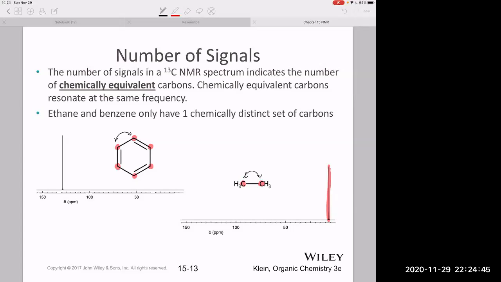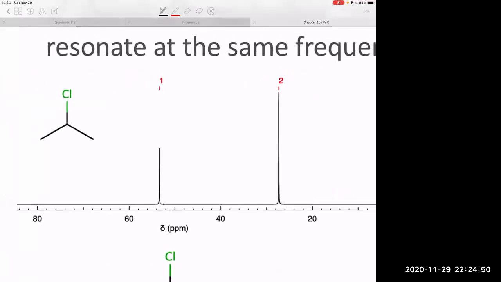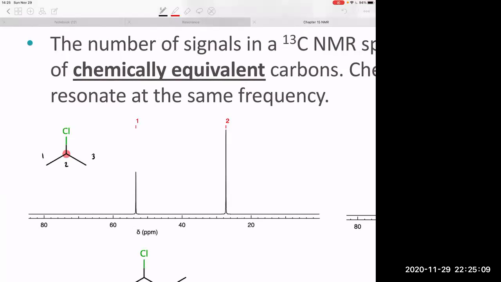So you only expect one NMR signal. So let's look at a few other ones. Let's just take this step by step here. We get to 2-chloropropane. Let's just go through and label. We have 1, 2, 3 carbons. However, in our C13 NMR spectra, we have 2 peaks, corresponding to the fact that there are only 2 sets of chemically equivalent carbons.